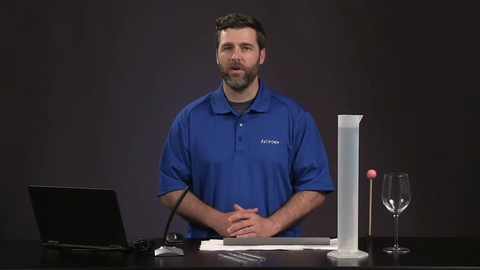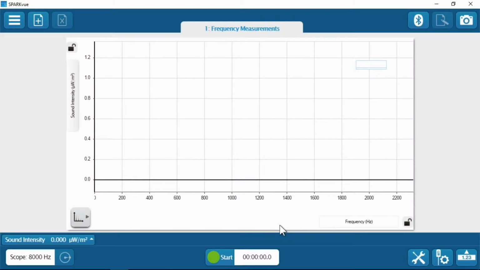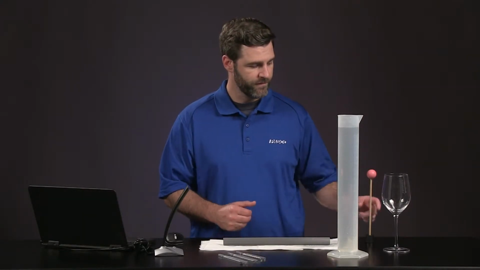In your software, open the 16D Resonance and Sound experiment file. In the file is a graph of intensity versus frequency. Students use this graph to measure the frequency of the sound generated by their tuning fork.